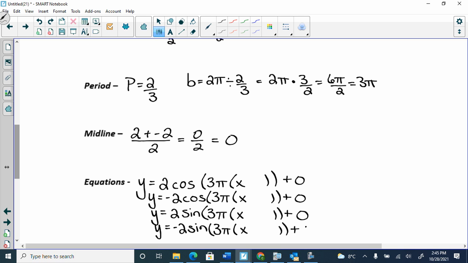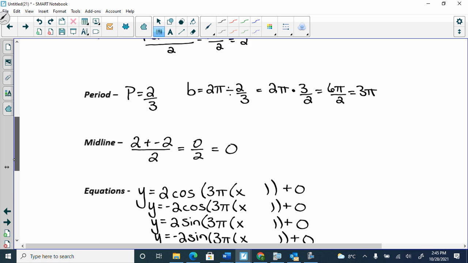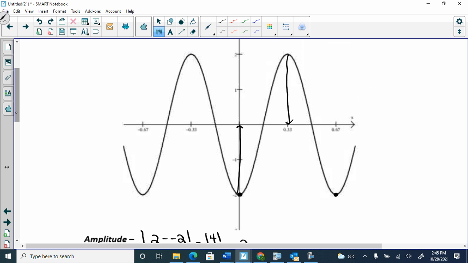And make sure you draw your midline, okay? Go up and draw your midline on every single graph, because drawing your midline is going to help us with our horizontal phase shift of our sine graphs. So I'm going to go up here, I'm using red.